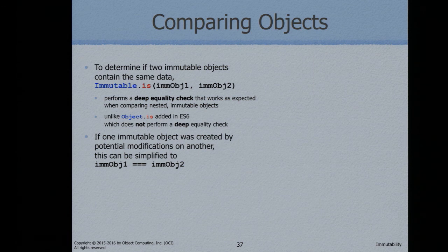It's kind of like object.is, which was added in ES6, but that does not do a deep comparison, and this one does.